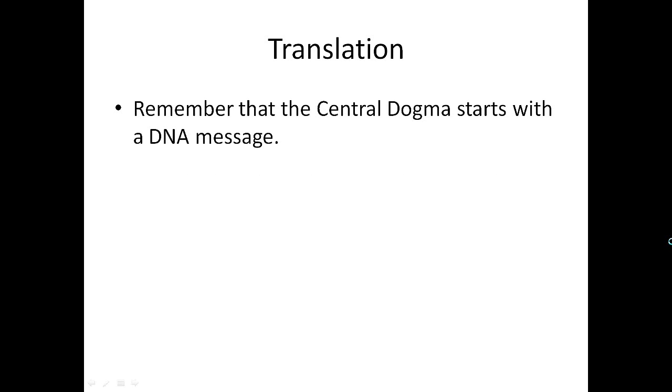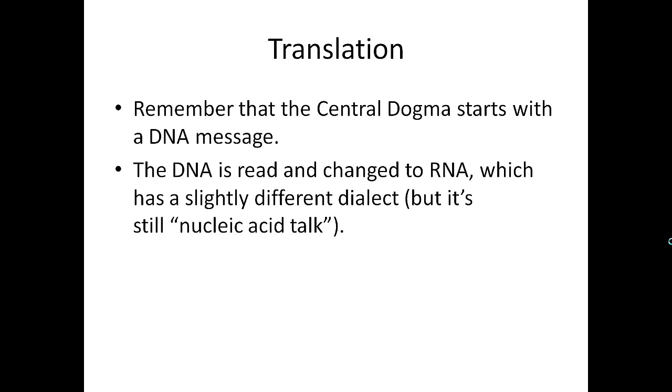We're going to expand on translation, and now you're actually going to be able to figure out, if I give you a sequence of DNA, what the mRNA looks like, and then what the protein looks like as a result. Remember that the central dogma starts with a DNA message that we read and we change to RNA, or specifically mRNA, but it has that little bit of a dialect difference. It's still nucleic acid talk, but it'd be like me talking in a British accent to you. You can still understand me, but there's a slight difference in what's going on.